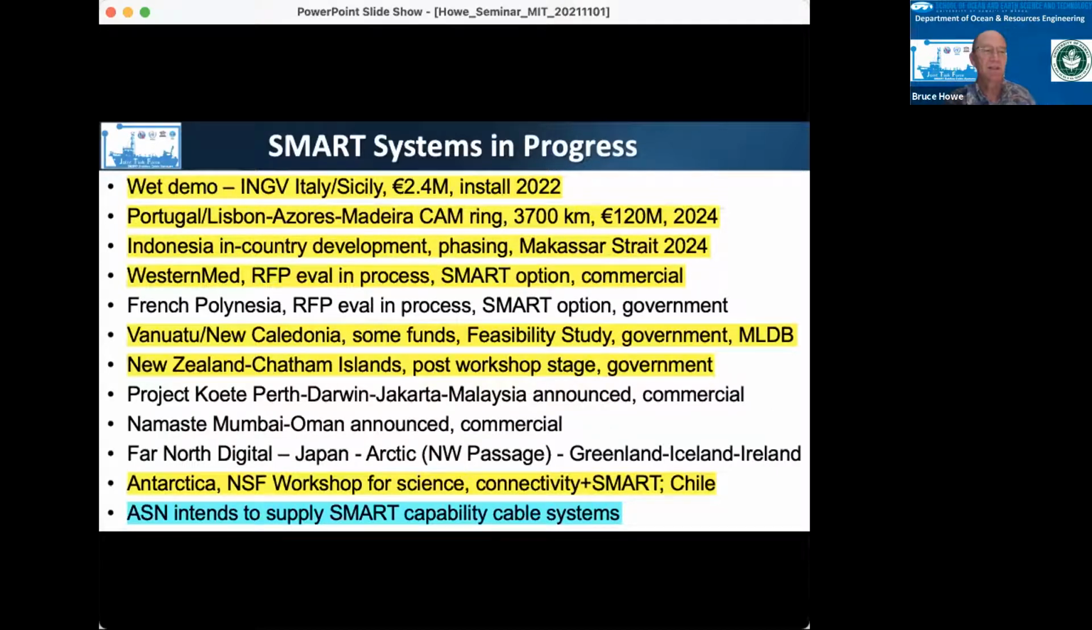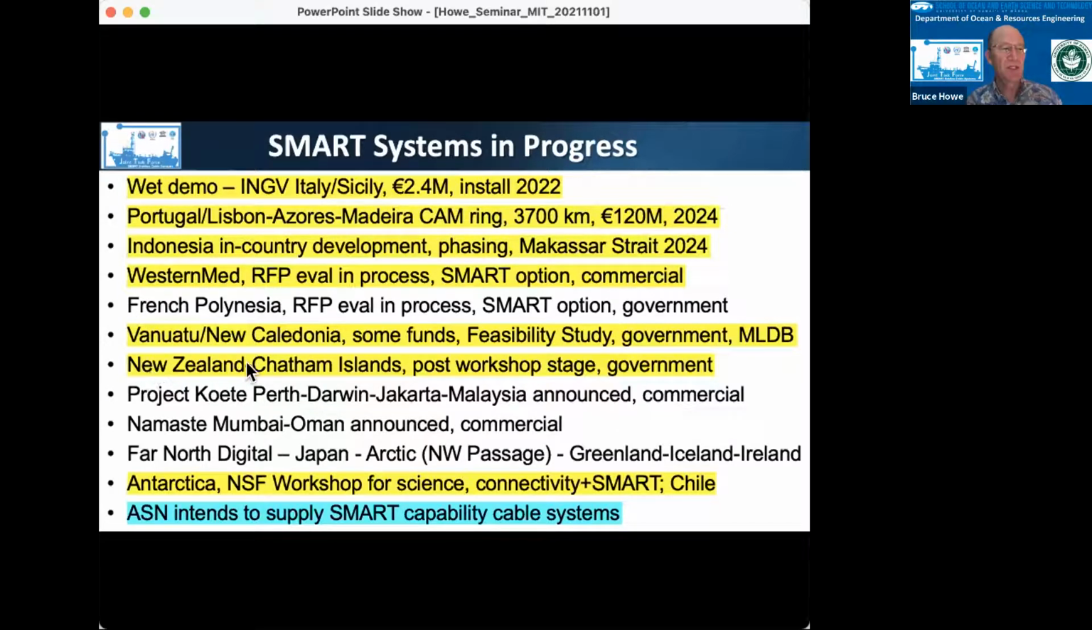Okay, so here are some of the systems in progress right now, and I'll show a few pictures of some of these. There is another wet demonstration project similar to Sanriku in progress right now off Sicily. I've mentioned the Portugal system. Indonesia is developing in-country expertise. There's a Western Mediterranean system, and I'll show that. French Polynesia request for proposal is in progress. And Vanuatu, New Caledonia, there's progress there.